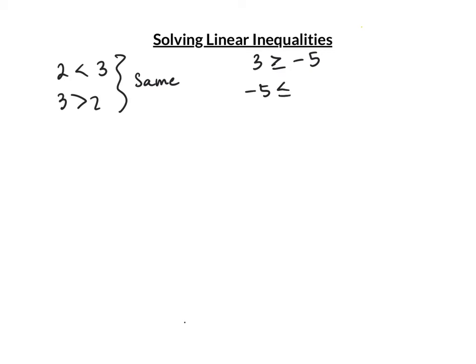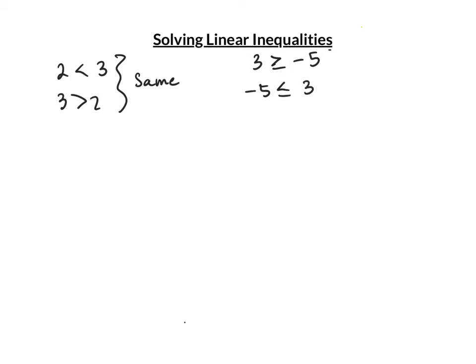2 is less than 3, we can always flip that around and say 3 is greater than 2. These are the same. And by the way, if I say 3 is greater than or equal to -5, you don't need the equal, of course, but it's not wrong to put it there because that's still a true statement. And I can flip that around and say -5 is less than or equal to 3.